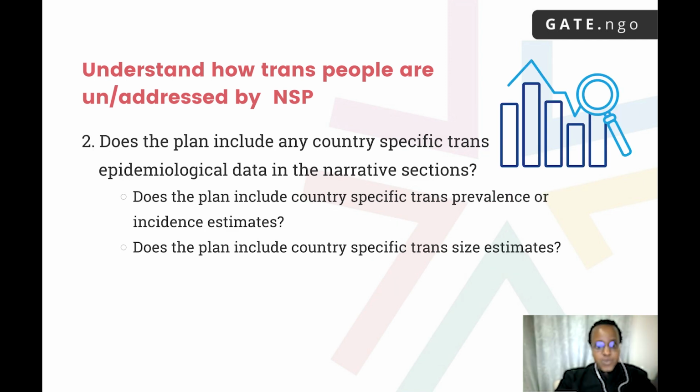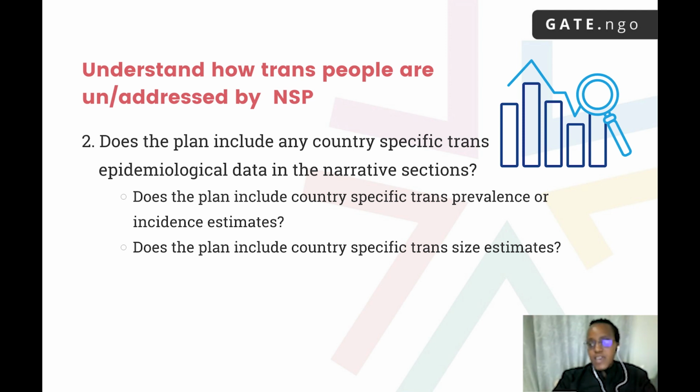The next section we'll talk about is the section on epidemiological data. Often a challenge in advocacy when we're working with states is the frustration around data, right? We're often told that there's a lack of data, that there's not enough data, and it's often used as kind of this big obstacle to getting anything happening.